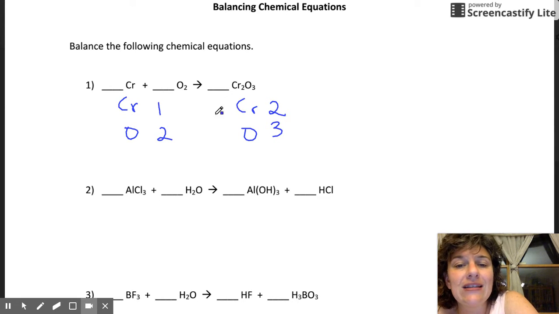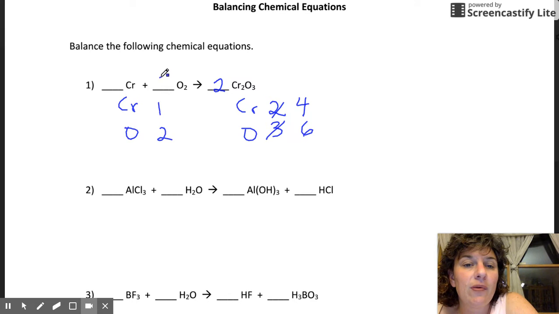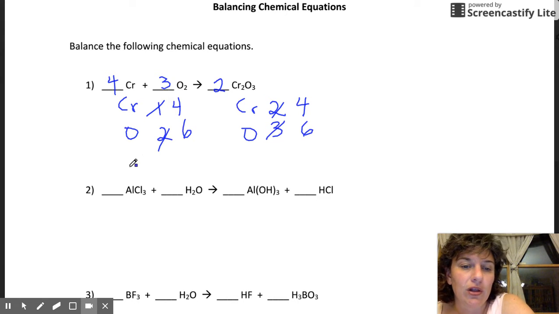So if I look right away, I can see that there's really no way to get the oxygens to balance, except if I multiply them out. So if I put a 2 over here, this gives me 6 oxygens and 4 chromiums. And if I put a 3 over here, now I have 6 oxygens. Now my oxygens balance. And it's pretty easy then to just put a 4 here and make this balance. Okay, so we have 4, 3, 2. Now remember, you can't just change these guys. You have to change one of these things, these coefficients, in order to re-inventory your chemical equations.